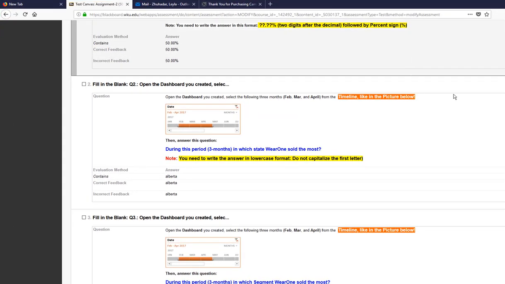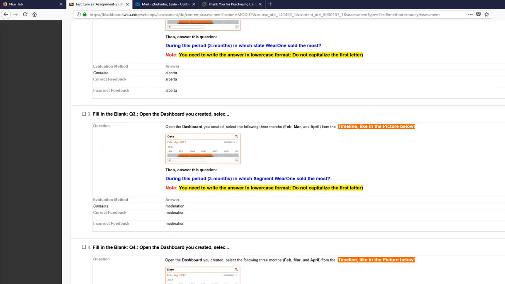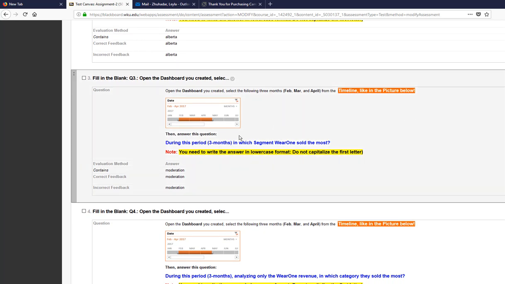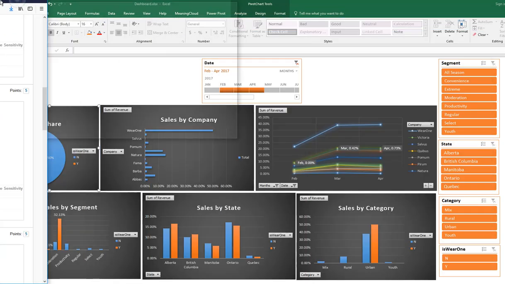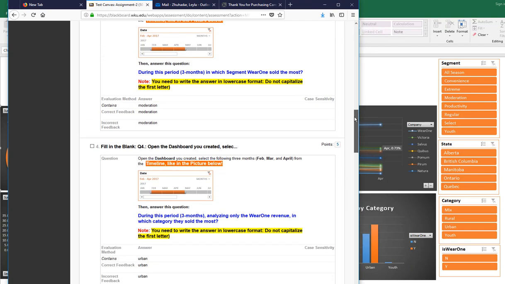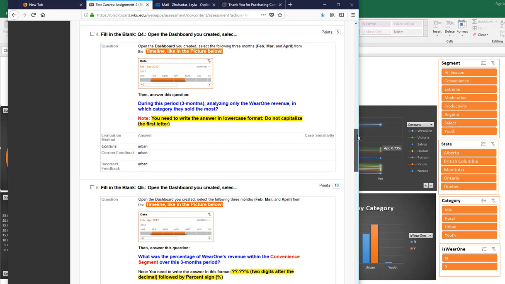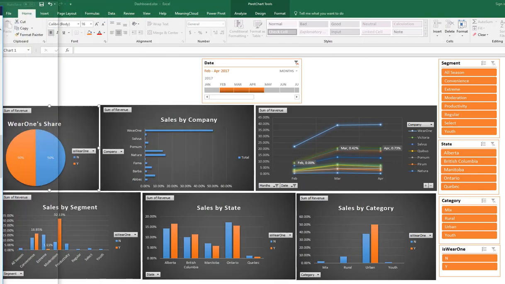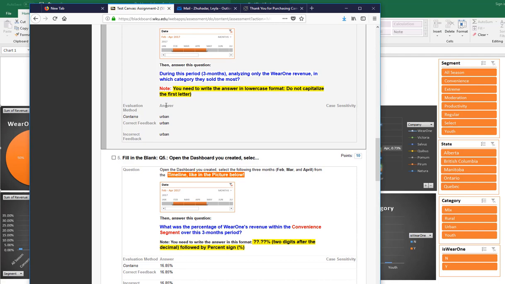Now, question three was: during this period, which segment was Where One sold the most? So we have to go and look at the segment chart from here. As you can see, the highest was the Moderation segment, and it's so obvious, this one. So hopefully you answered it correctly. Question number four was about the category. Which category was Where One sold the most? So we're going back here, and for the category, if you hover on top of it, you will see it was Urban. So that was the answer for question 4, Urban.